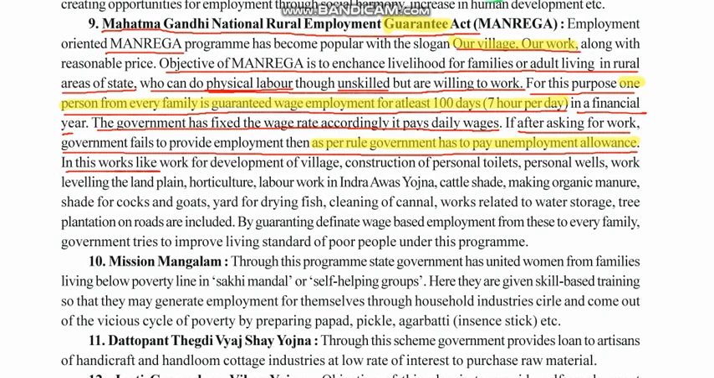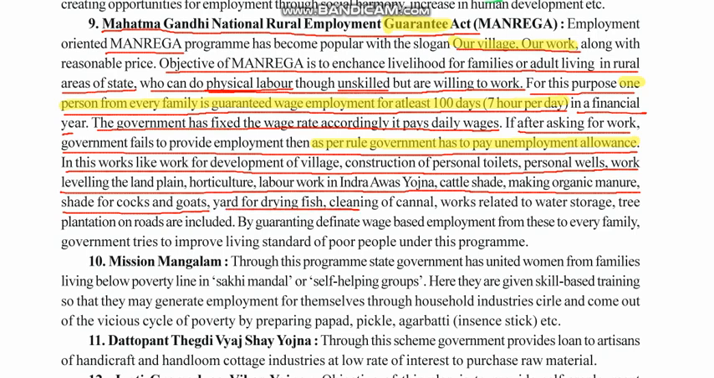In this scheme, work like development of villages, construction of personal toilets, leveling the land, horticulture, labor work in Indira Awas Yojana, cattle sheds, making organic manure, sheds for cocks and goats, yards for drying fish, cleaning of canals, work related to water storage, and tree plantation on the roads are included. So what kind of work is included? Mainly work related to that particular village, for the development of that village, done by the people of that village itself.